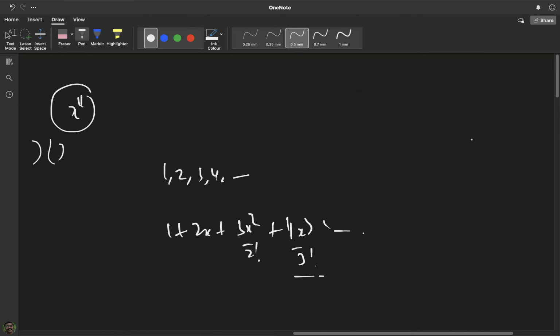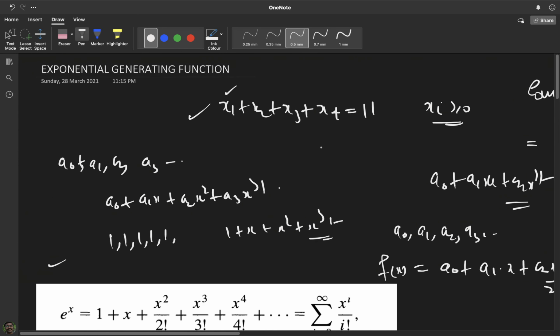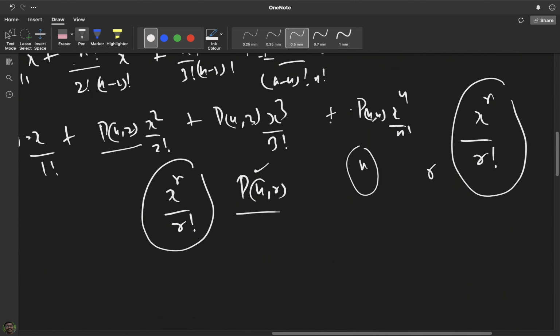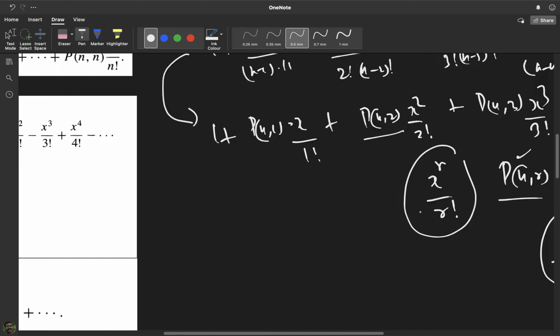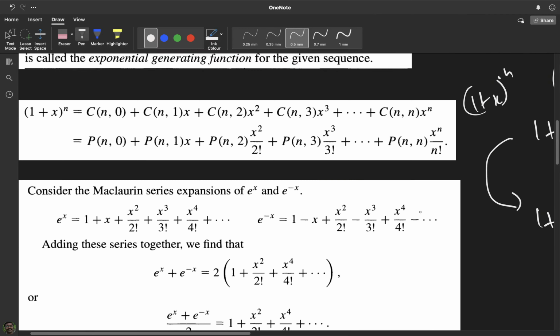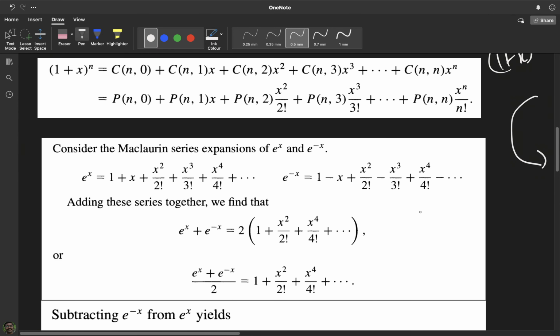So in combination problems we look at the coefficient of x raised to r, and when you have a permutation problem, you look at the coefficient of x raised to r by r factorial. The rest we will see with some problems, and then you will understand how we formulate them. Before that, let us look at some common definitions, which will help you solve some problems more easily.